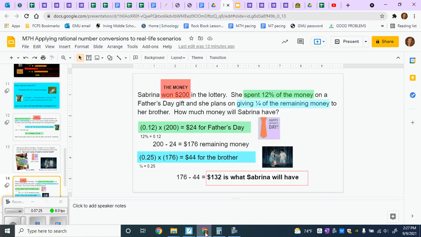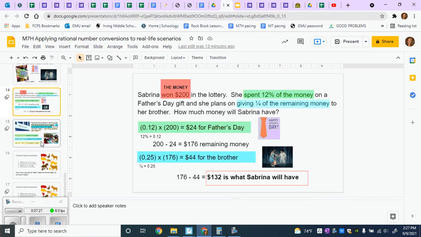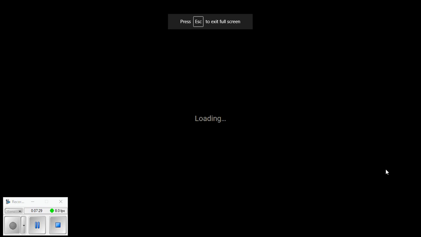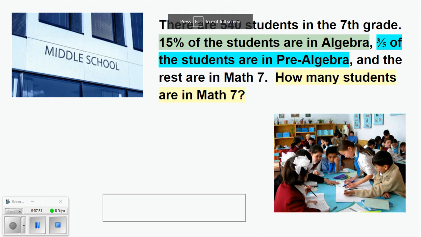Okay, so let me pop back over here. All right, so for number 10, there are 540 students in the 7th grade. It's a lot, you know. We have a little over 1,000 students here at Irving. All right, so we've got 540 students in the 7th grade. 15% are in algebra.